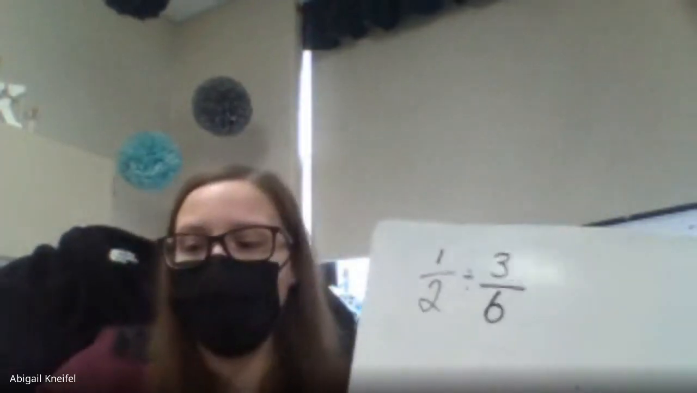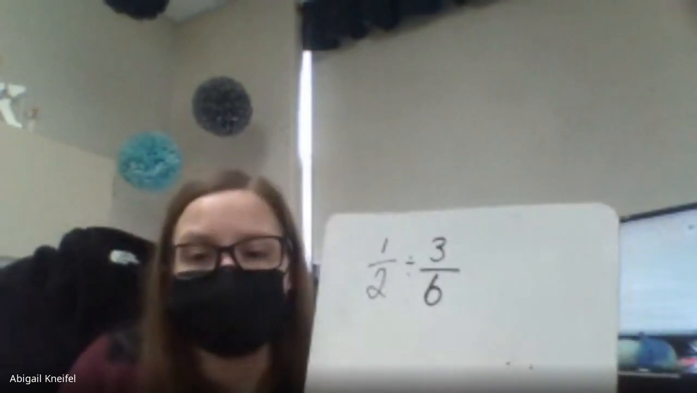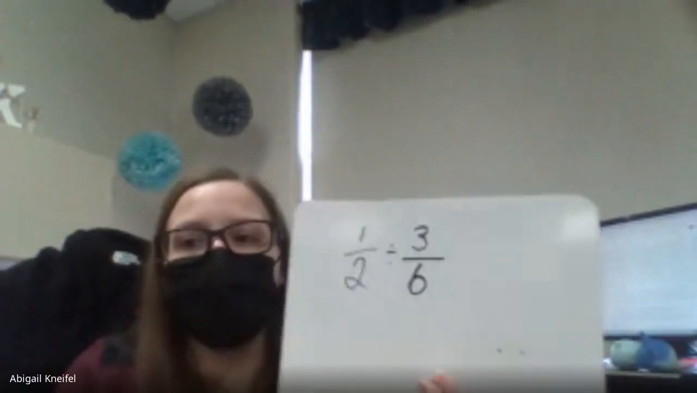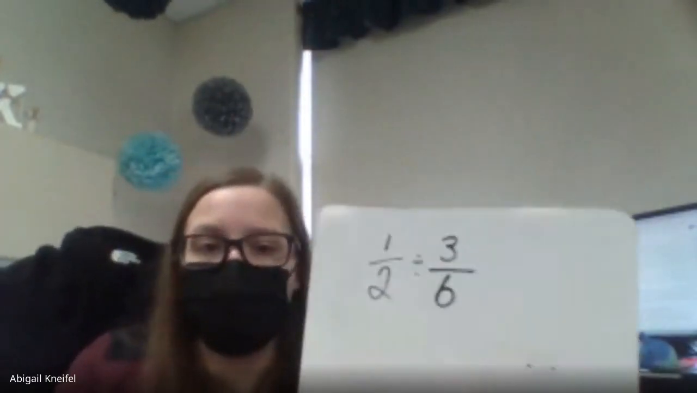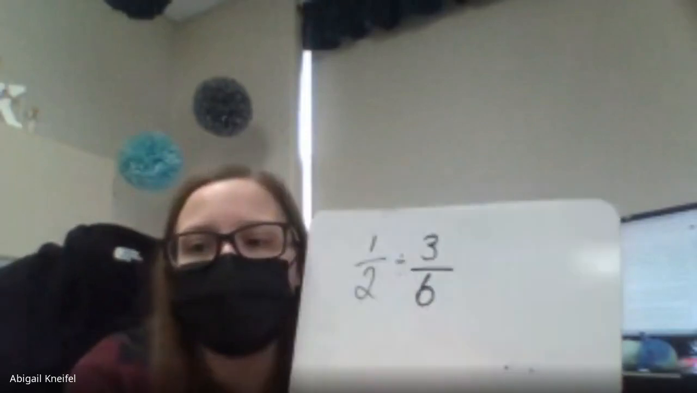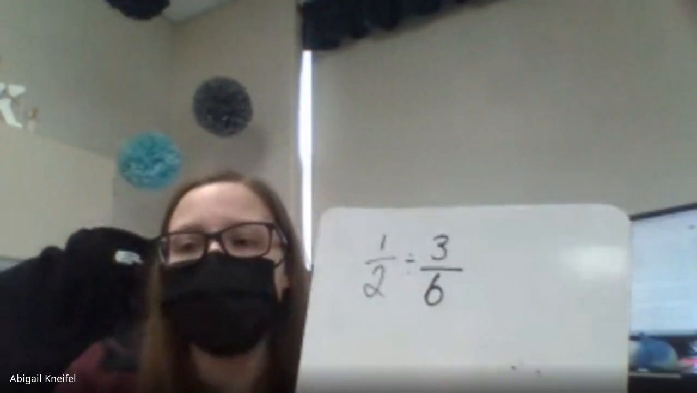All right, let's give this one a try. 1/2 divided by 3/6. Good job, Mackenzie. Do it the exact same way we've been doing it. Do the multiplicative inverse. You just don't have to add a 1 anywhere because there's already 2 fractions. Just give it a try.